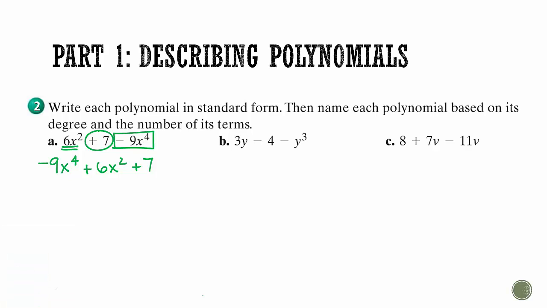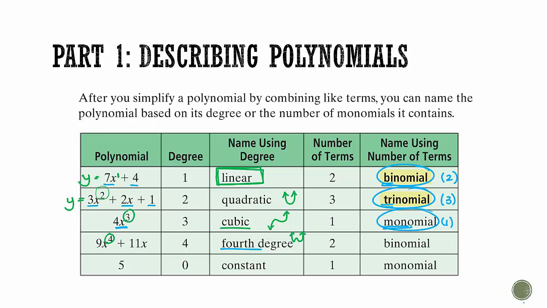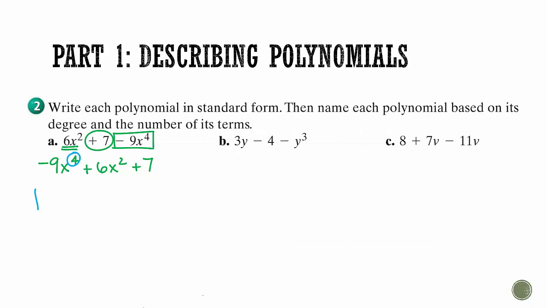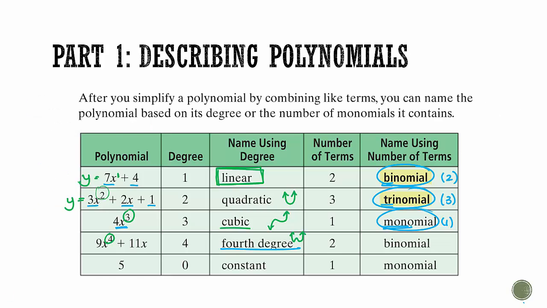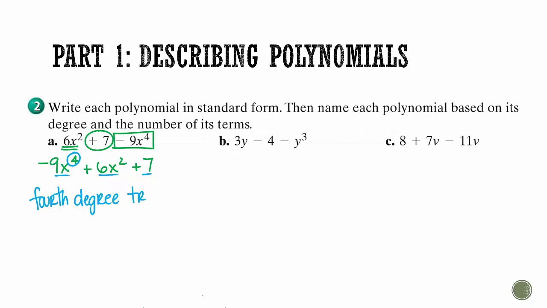And then we're going to name it based on the degree and the number of terms. So I'm looking at the degree. Its highest degree is 4. So if we go back here to our table, we call it a 4th degree. And then you count how many terms. We got 1, 2, 3. If we go back to our table, that's a trinomial. And that's what we would call that thing.